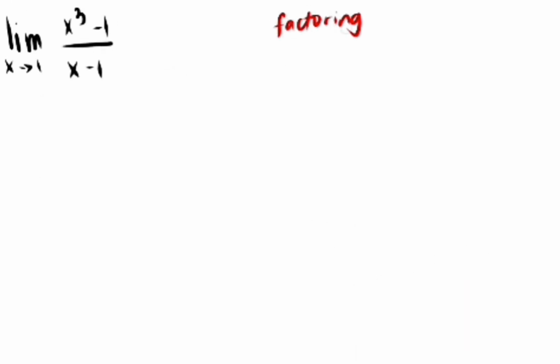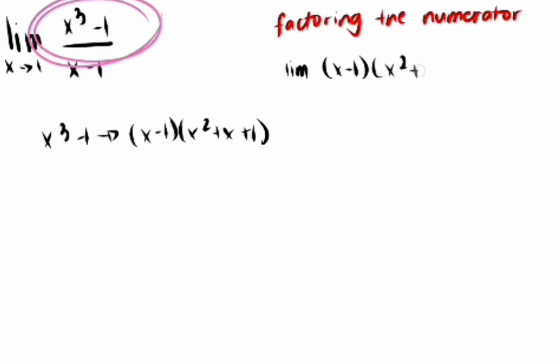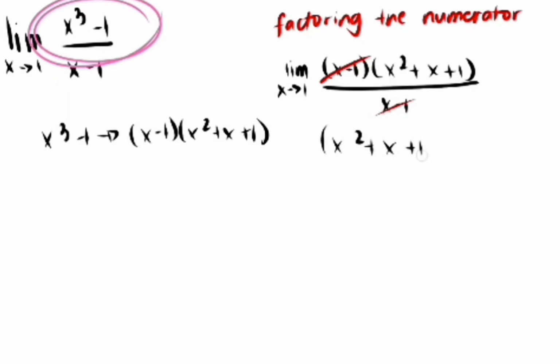Let's try factoring the numerator. The expression x cubed minus 1 is a difference of cubes, so it factors into the quantity x minus 1 multiplied by the quantity x squared plus x plus 1. The expression becomes (x minus 1)(x squared plus x plus 1) over x minus 1. We can now cancel out x minus 1 from the numerator and denominator. After canceling, we're left with x squared plus x plus 1.